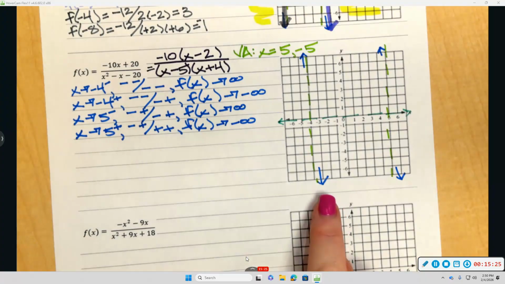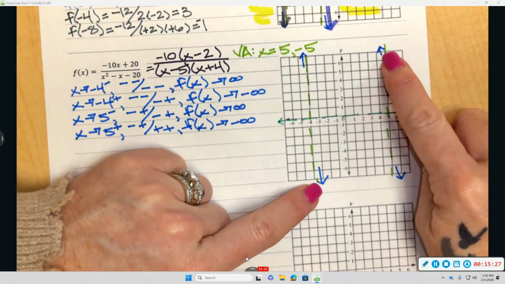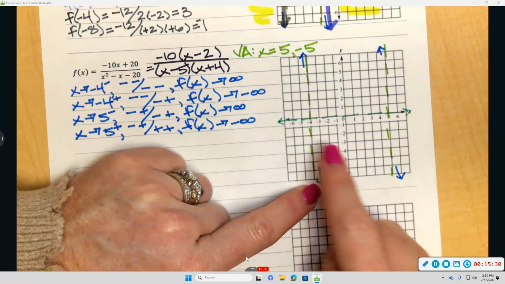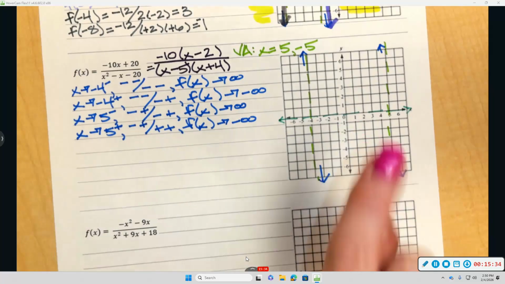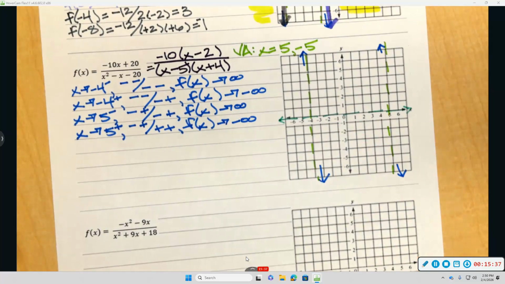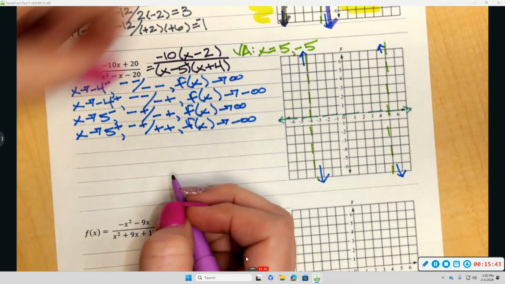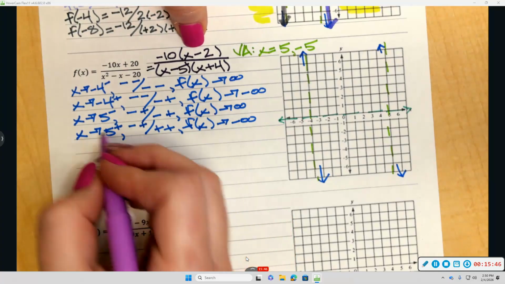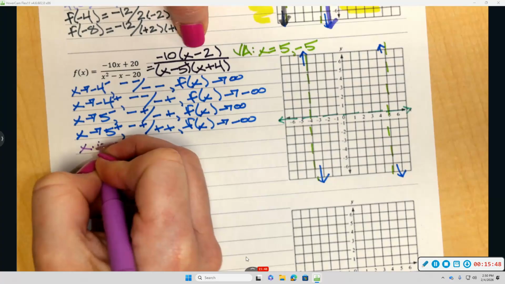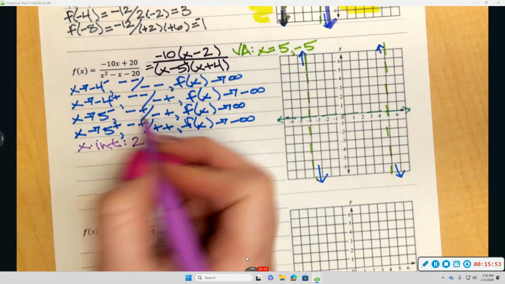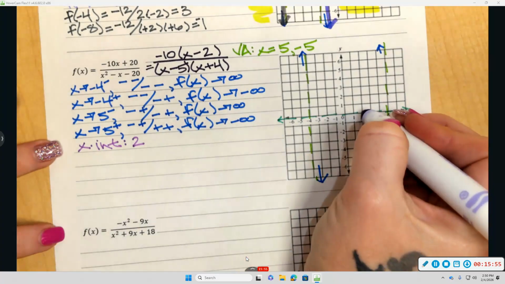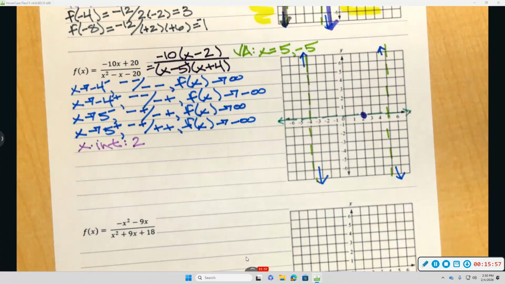Notice that if my behavior here is down and here is up, and these are my asymptotes, we are going to have to cross this axis, right? All right, so next we are going to look at x-intercepts. They are zeros of the numerator, and since this is factored now, I can easily tell that I have an x-intercept at 2. So on my graph, there's my 2 where it crosses.